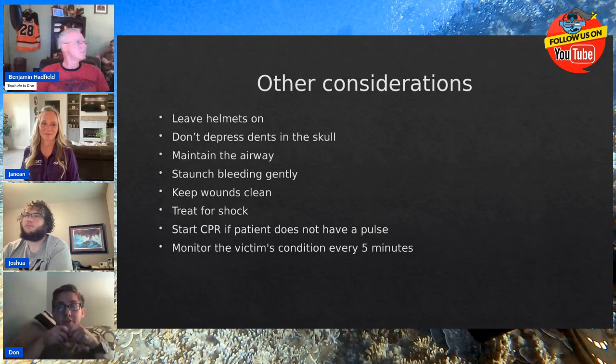Pulling that jaw forward with your hands can move that tongue out of the way and open that airway and keep that person from suffocating while they've got that severe head injury. If they're bleeding from a head wound, it typically isn't too serious. You can try to staunch it gently, but don't wrap anything too tightly around the head. Keep wounds clean. The infection risk with head injuries, especially if you've broken through the skull, is extremely high.